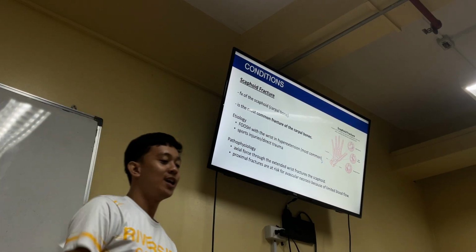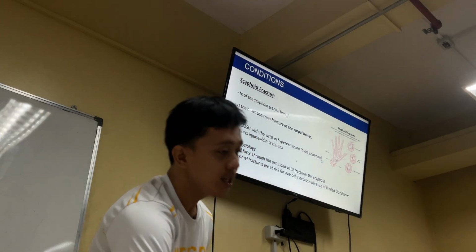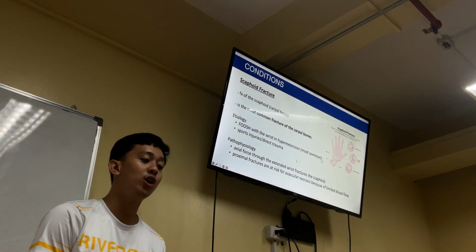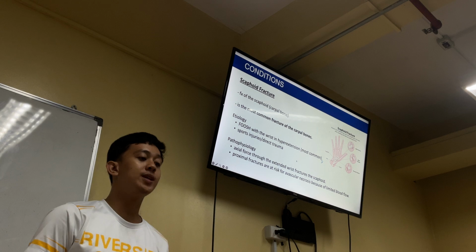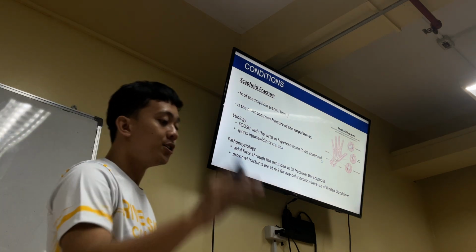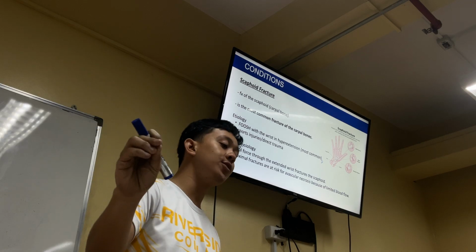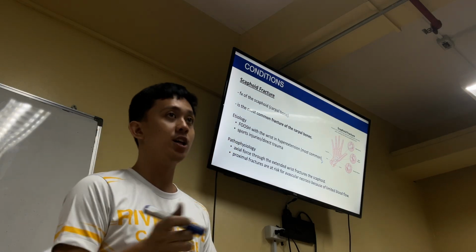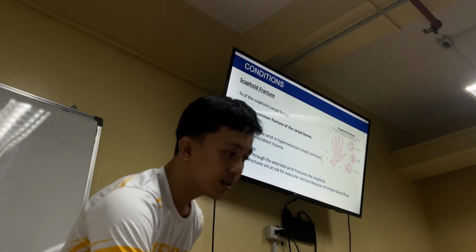So, the etiology: usually a fall onto an outstretched hand with the wrist in hyperextension. Okay? This is usually related to sports injuries or direct trauma to your scaphoid bone.